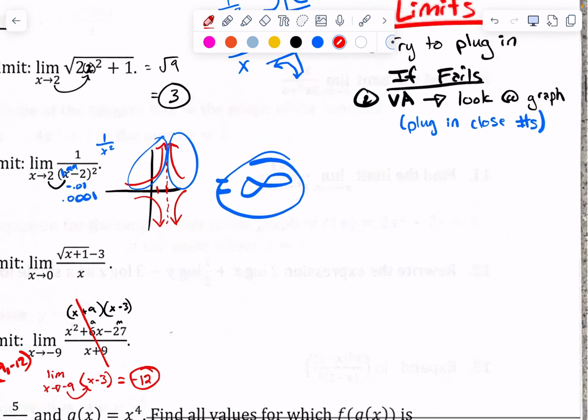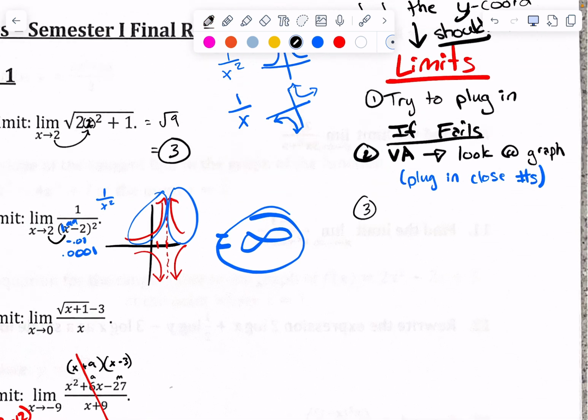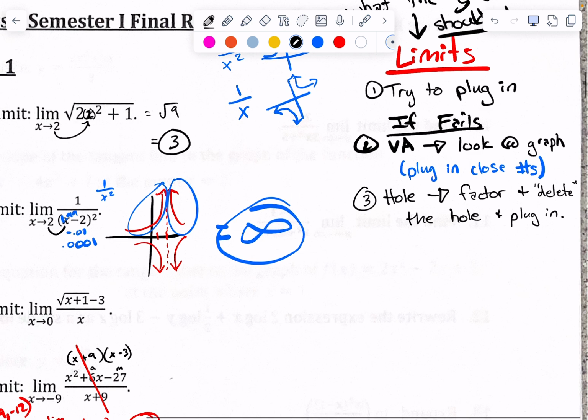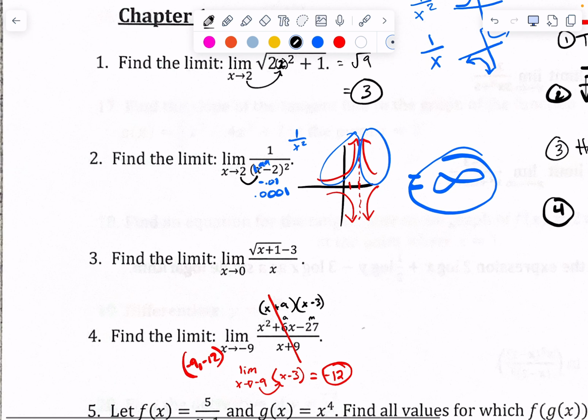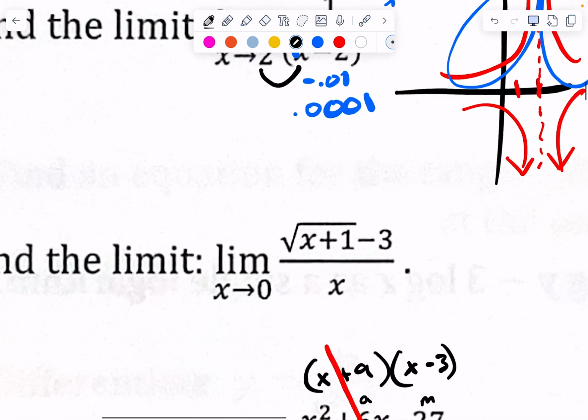Okay, so strategy number 3 is if it's a hole, you're going to factor, and I'm going to say delete the hole, and then plug in. Does that make sense? If you need to make that make more sense, write it in some different terms. Okay, good?